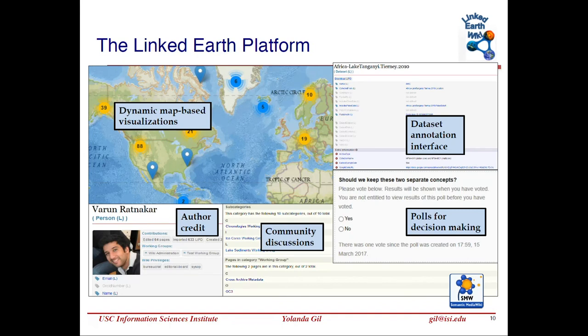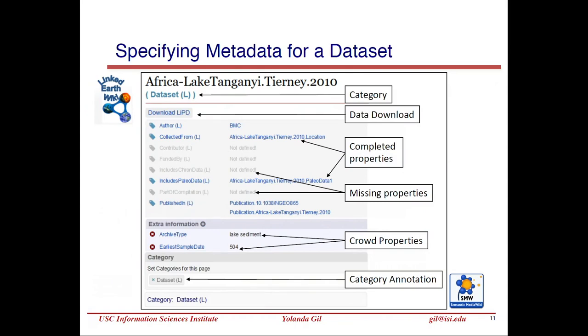Whenever there are disagreements or agreements, there are community discussions about them, and there are also polls to decide on what properties to settle. So it's a nice ecosystem. I'll give you examples. You look at a particular data set, in this case a lake in Africa. So you have the category of the page. It can be a data set. It can be other things.